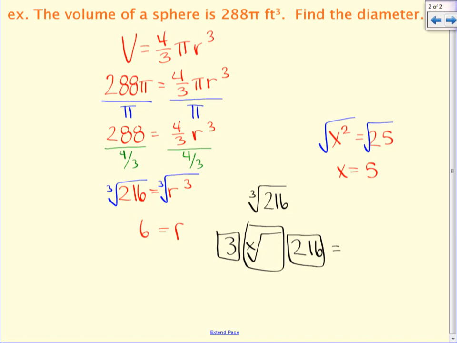All right, but this isn't the answer, okay? It asked us to find the diameter. So what do we have to do to this 6? Yeah, we're going to double it. Okay, so 12 is the diameter, and it's 12 feet. Okay, that's really all of the types of problems you're going to see in this section.